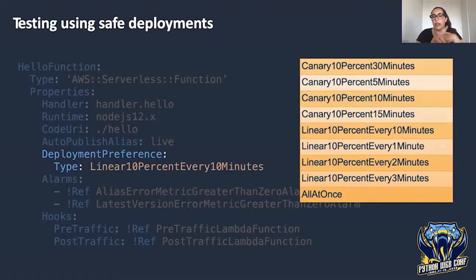Then we have canary and linear. Linear means that, for example, every 10 minutes, we increase 10% in the load. So it will go linearly, having more and more load in our new version. And canary means that we will have, I don't know, 10% for 30 minutes. And after the 30 minutes pass, then we will have 100% of our load there. So you need to pick which one you want. These are the ones available.